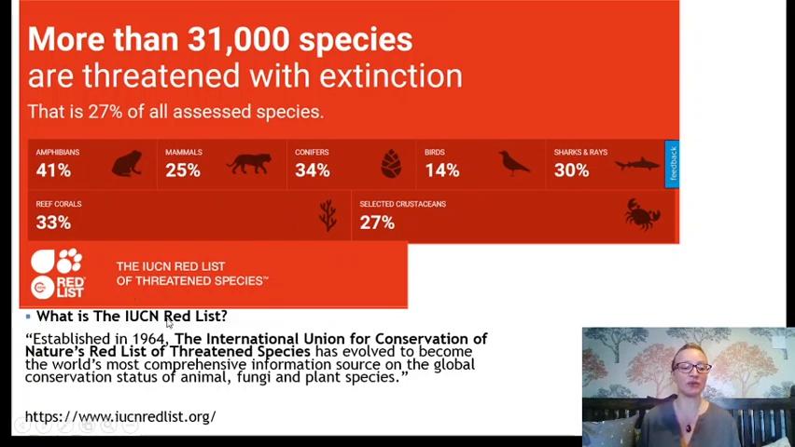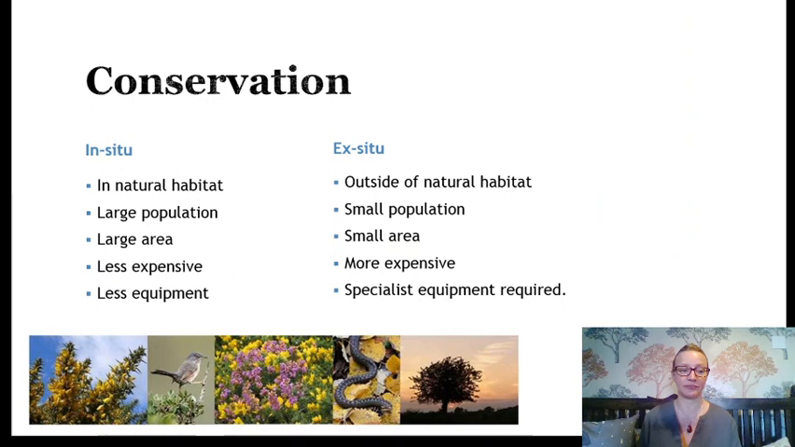So this information is from the IUCN Red List, which was established in 1964, and it's a list of comprehensive information about different species and their conservation status. So it's a really good source of information because it will tell you why a particular species is threatened and what conservation strategies are being used in order to try and help save that particular population. So we've got different choices when it comes to conservation, and of course the choices that are going to be made are going to be based on the threats that that particular organism has.